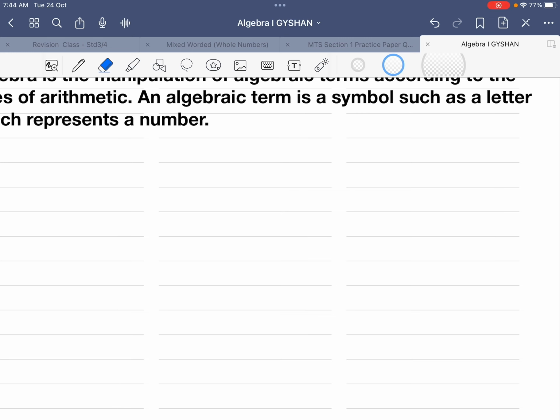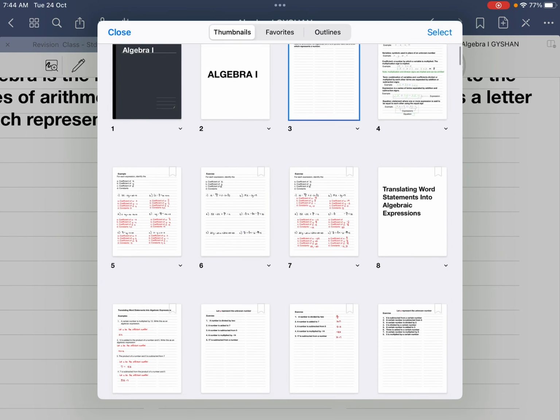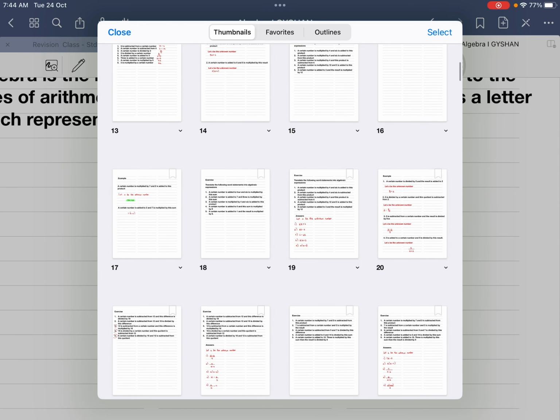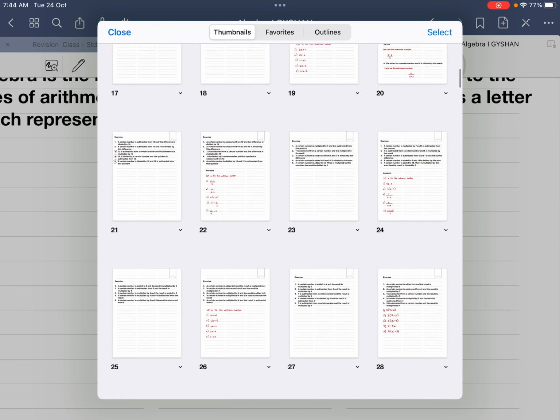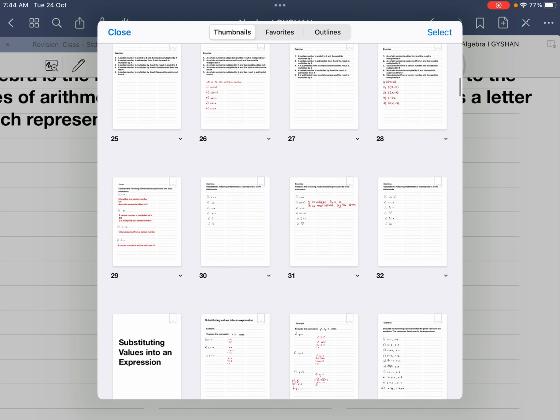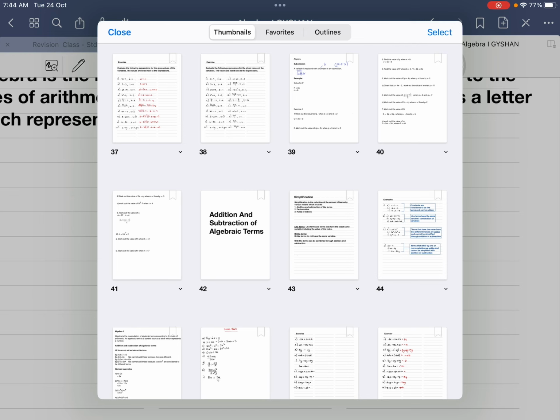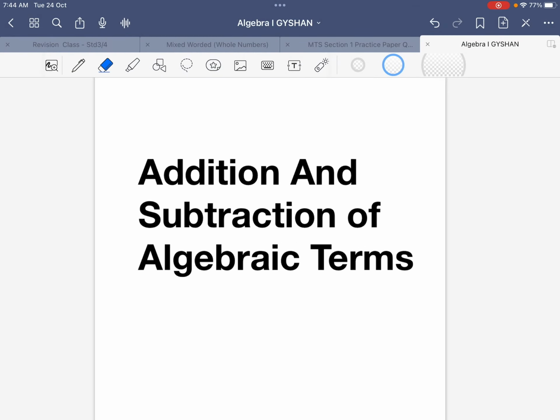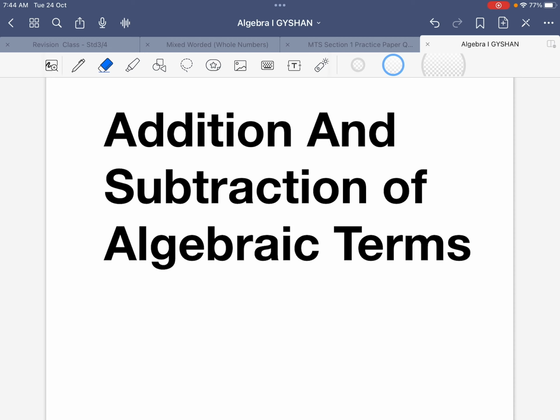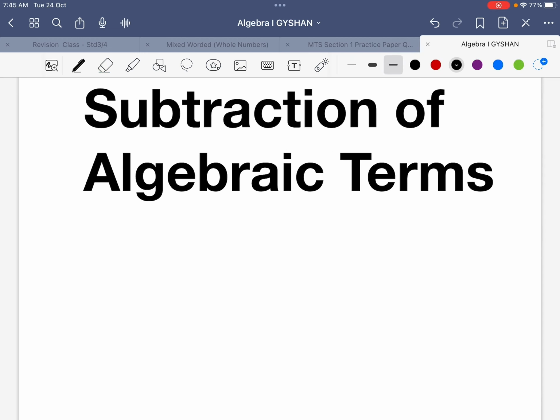Next, we are going to do some addition and subtraction of algebraic terms. In order for us to add and subtract terms, they must be like terms. So for example, we cannot add and subtract x and y. So what do I mean by that? If I have x plus y, I cannot say that this is 2x or 2y or 2xy.